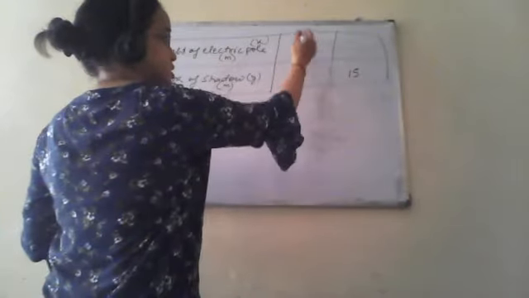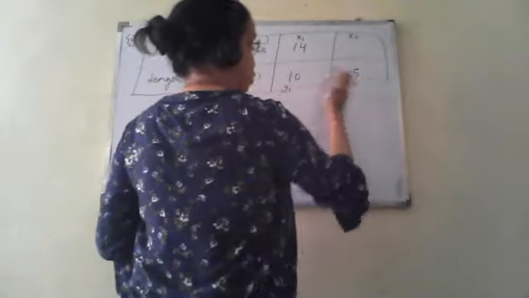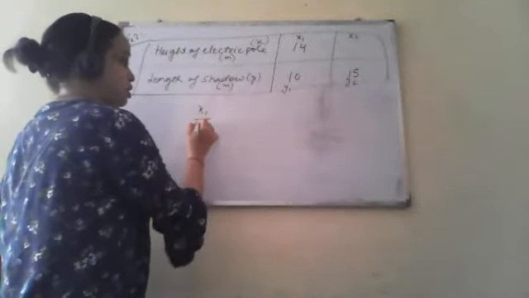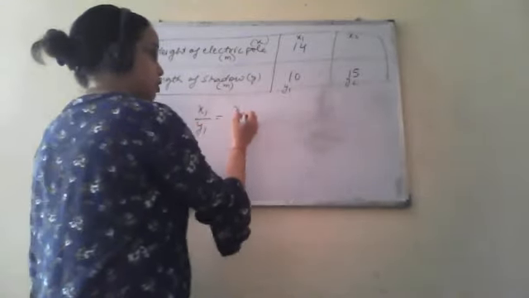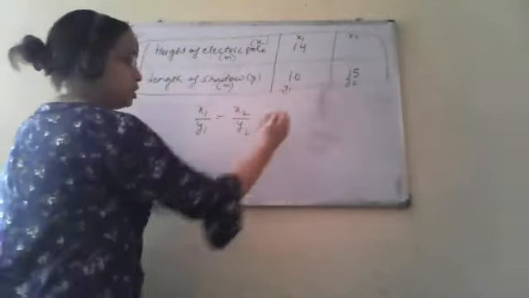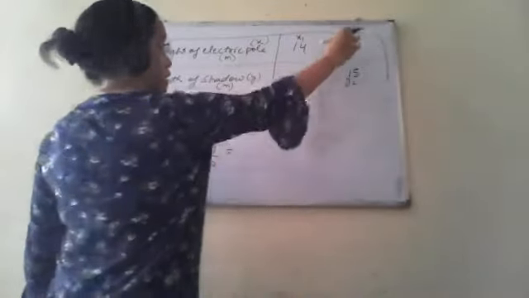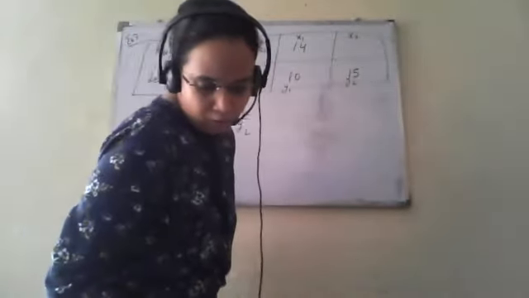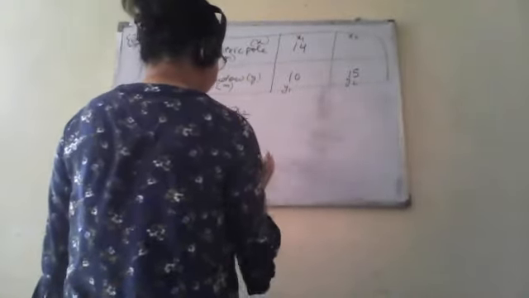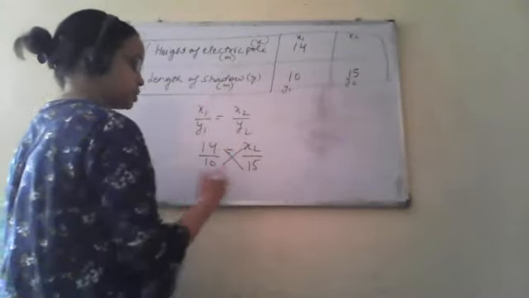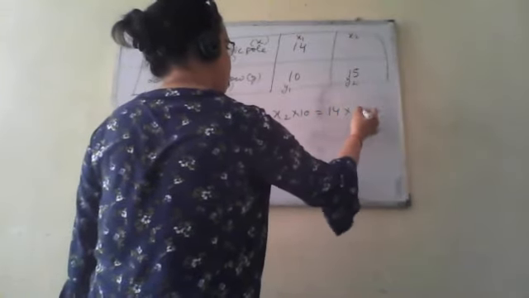Corresponding to x, this is x1 and this is x2, and corresponding to y, this is y1 and y2. What we have been told is that x1 upon y1 will always be equal to x2 upon y2. Now x1 is 14 upon 10. We have to calculate the height of the tree, that is x2, and this is 15. Now when we do the cross multiplication, x2 into 10 is equal to 14 into 15.